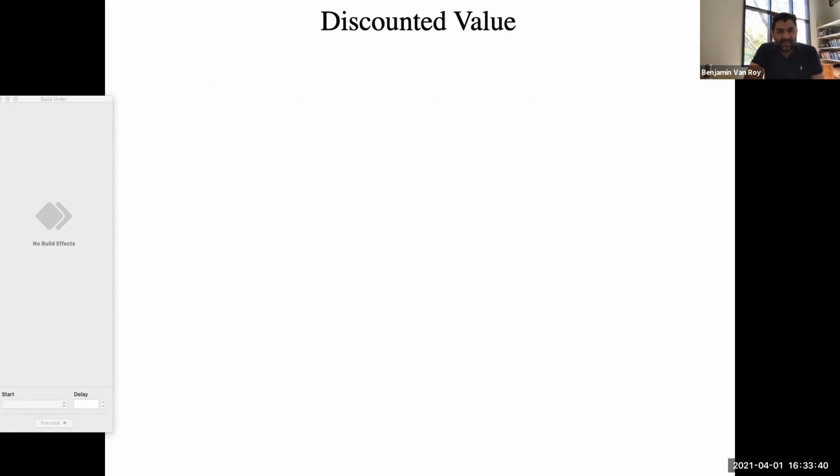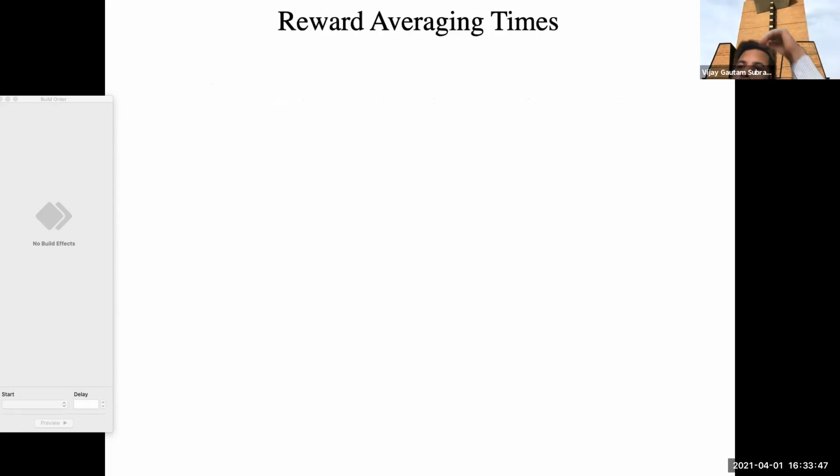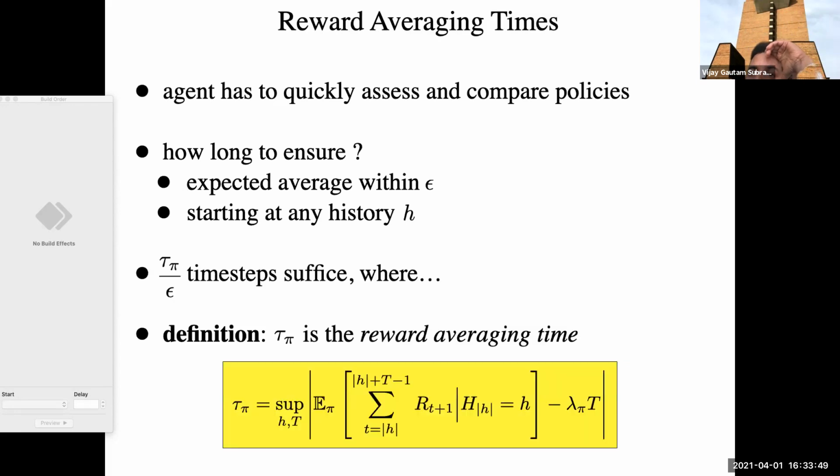Let me talk about another concept that I think all of you are familiar with. But, Ben, just a quick question. Is the reward averaging time somewhat similar to the mixing time, or is it different in some sense? Suppose it's a Markovian policy, of course. Yeah. So most people, when they talk about mixing time, they're talking about some metric like total variation or entropy or something, right?